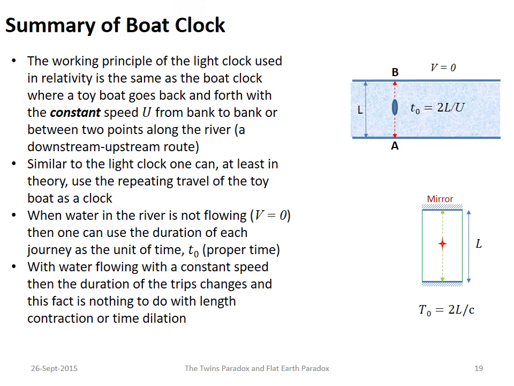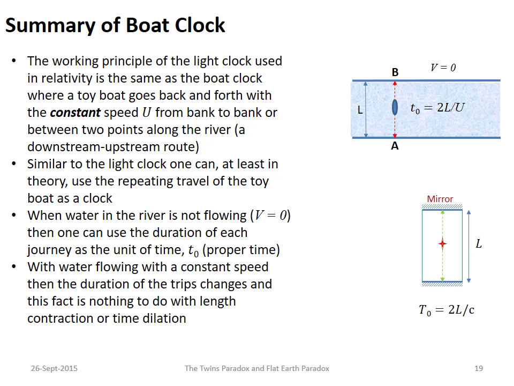Summary of boat clock. The working principle of the light clock used in relativity is the same as the boat clock, where the toy boat goes back and forth with a constant speed of u from bank to bank, or between two points along the river, a downstream-upstream route. Similar to the light clock, one can, at least in theory, use the repeating travel of the toy boat as a clock. When water in the river is not flowing, one can use the duration of each journey as the unit of time t0, or proper time.